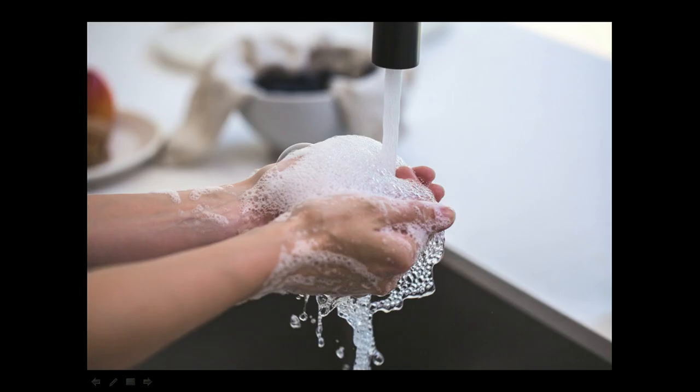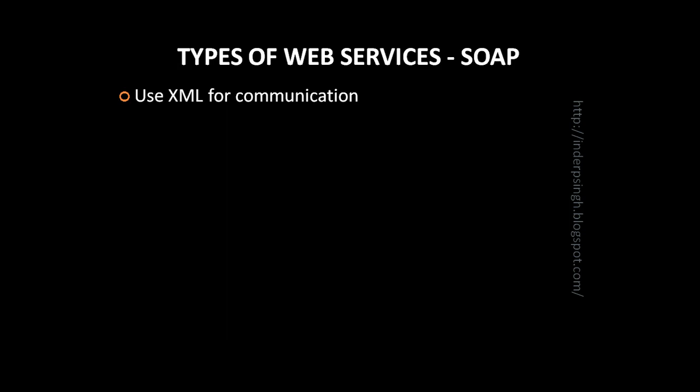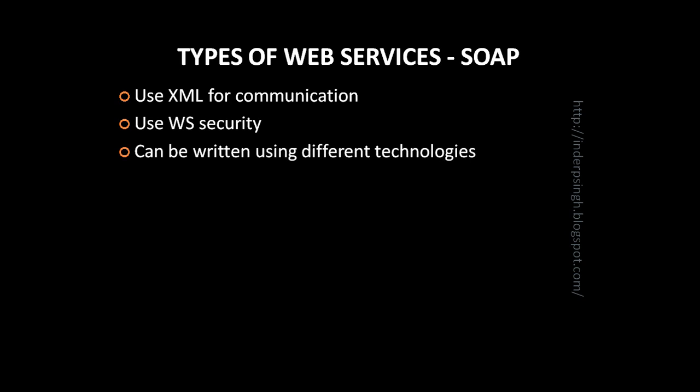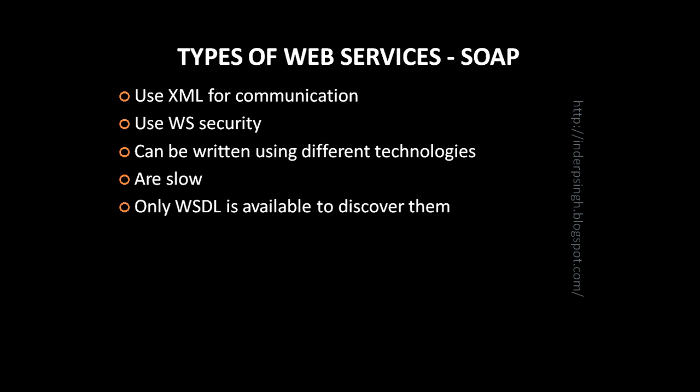Now let us see the types of web services. The first type is SOAP web services. SOAP, or Simple Object Access Protocol web services, use XML for communication between the client and the server. SOAP web service security uses WS-Security. You can create SOAP web services using different web services technologies. Since SOAP web services use the XML data format, they are slow. Also, only WSDL is available to discover SOAP web services.